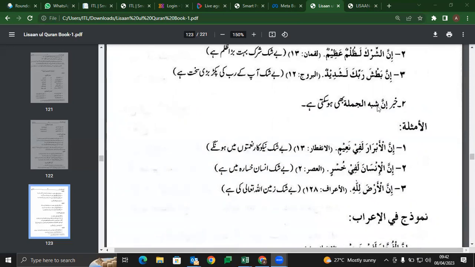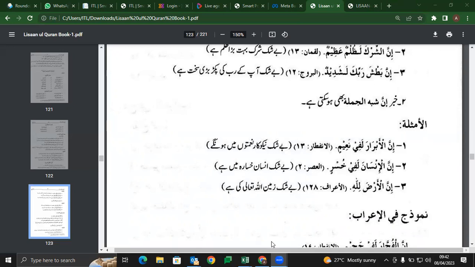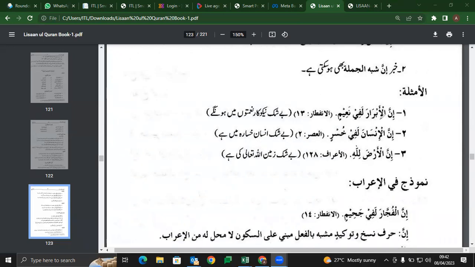And then we're saying that the khabar of inna can also be in shibhul jumla. Of inna, the mubtada is inna, but the khabar can also be a shibhul jumla, like lafi na'im. Lafi na'im is a shibhul jumla, right?